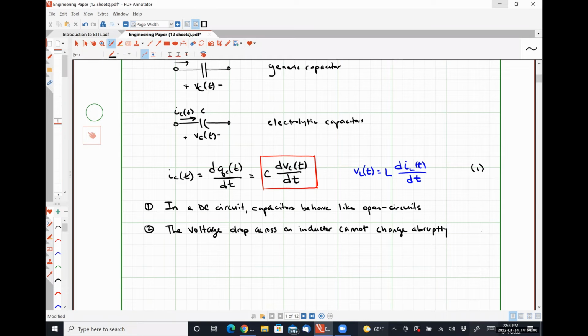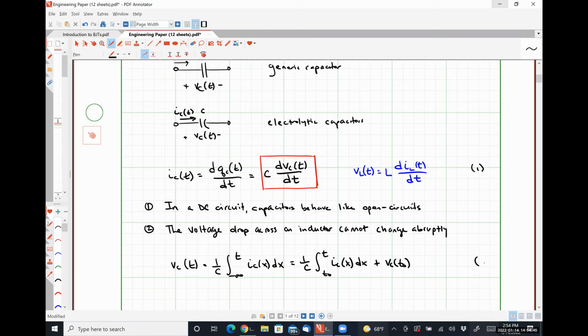We can take equation one and mathematically rearrange it to find a second equation that says the capacitor voltage VC of t is equal to 1 over C times the integral from negative infinity to t of IC of x dx, which is the same as 1 over C times the integral from t naught to t of IC of x dx plus VC at t naught.